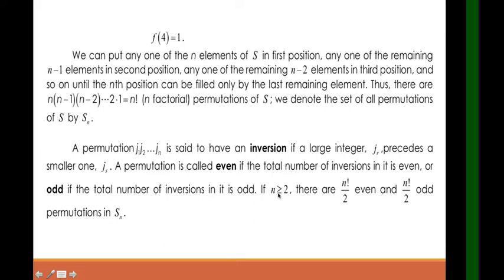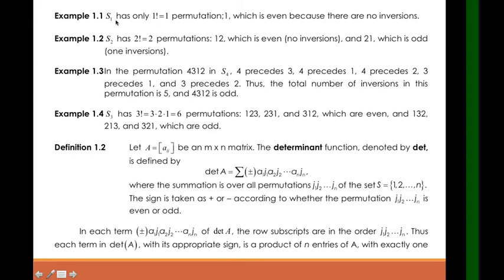If n is greater than or equal to 2, there are n factorial over 2 even and n factorial over 2 odd permutations in S sub n. So we have examples. S sub 1 has only 1 factorial, which is equal to 1 permutation, which is even because there are no inversions. It has no inversion because there is only 1. It doesn't go from 2 to 1, or 3 to 1; 1 is just against itself. So there is no inversion here, but it has a permutation because 1 factorial is equal to 1.